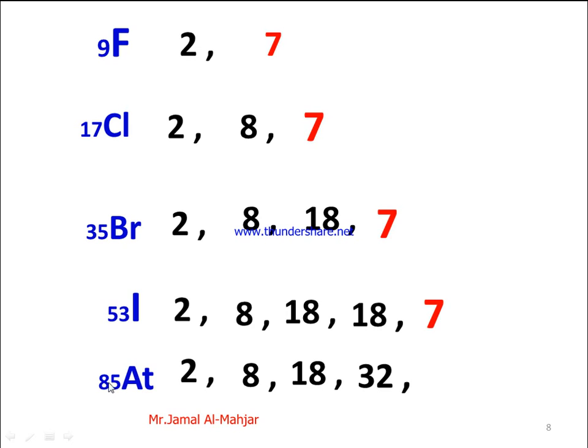We have 25 to get 85, but we don't write 25. How to write them? Like this one. If you don't have 32, write 18. Then the rest you have to put in the last shell. What do you notice here? In the last shell we have 7 electrons. That's why they are put in group 7 according to the number of electrons in the last shell.